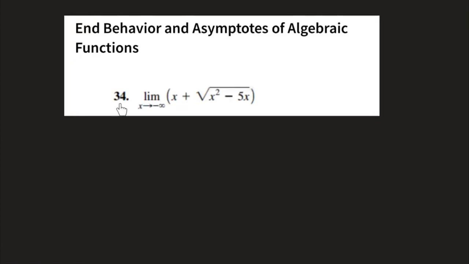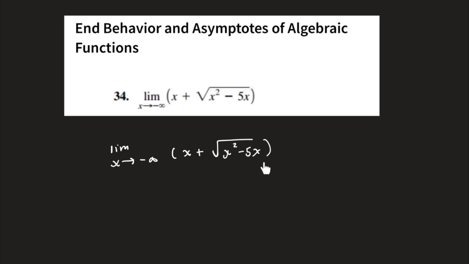Hi class, I'd like to redo problem number 34 from section 2.5 so you'll have a video of this particular problem we did in class. So we have the limit as x approaches minus infinity of x plus the square root of x squared minus 5x. When we were looking at asymptotes of algebraic functions, we found that one rule that was really cool, if we could express our limit such that we had a ratio, a numerator and a denominator.